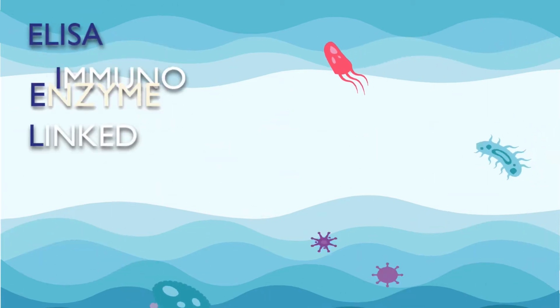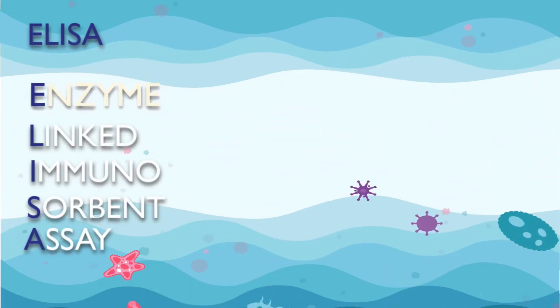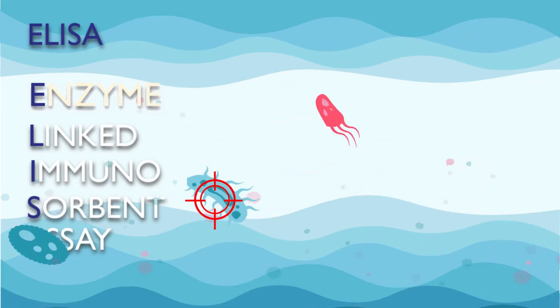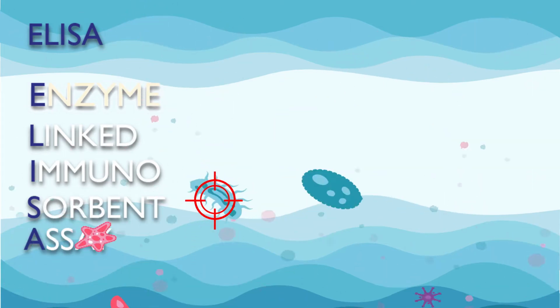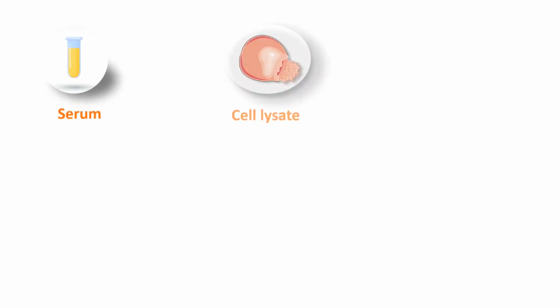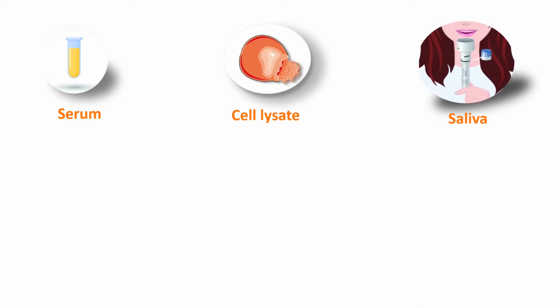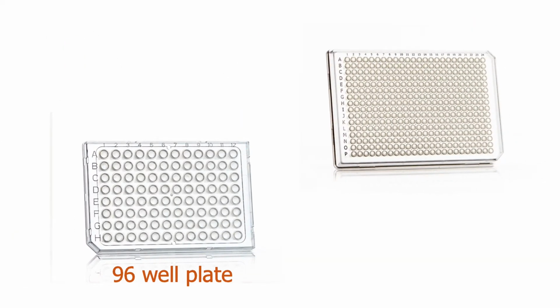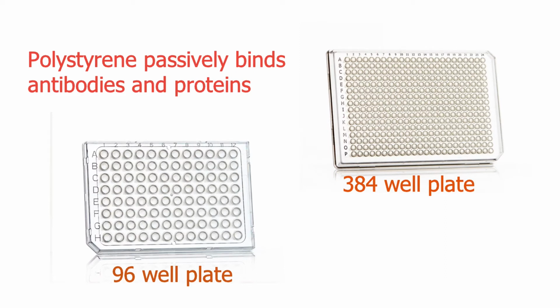ELISA, or enzyme-linked immunosorbent assay, is a type of immunoassay that is commonly used to quantify levels of a specific target within a sample. Samples routinely used in ELISAs include serum, cell lysate, saliva, cell culture supernatant, tissue lysate, and urine.